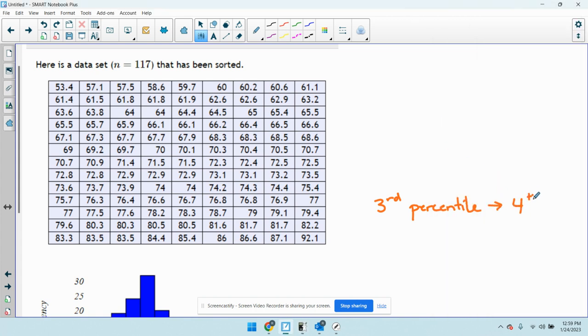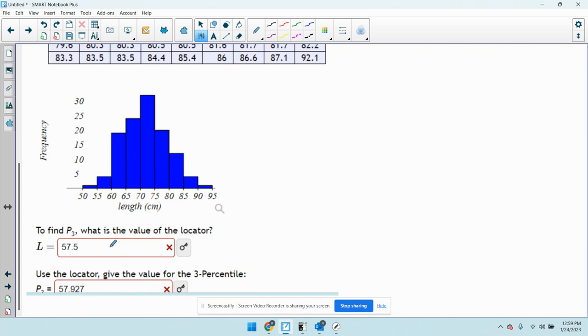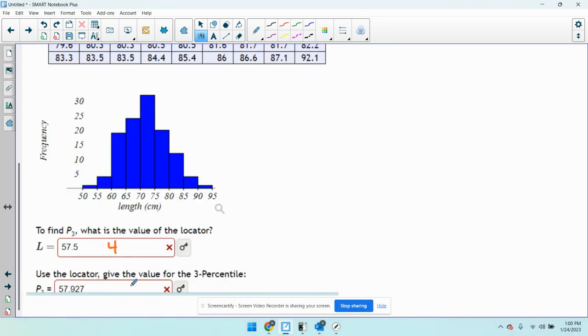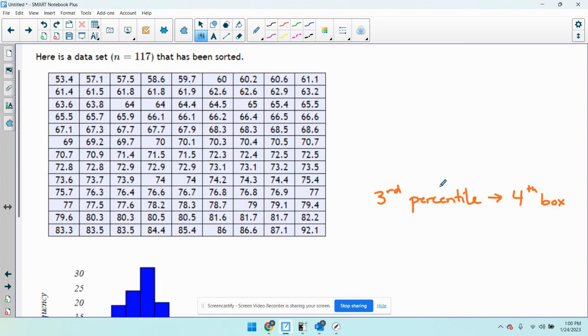So the fourth box is going to be my third percentile, which is a weird way of saying it. But the fourth box will cut off the bottom 3% of the data. So this will be 4. It says use the locator to give the value of the third percentile. So it's just going to be the value in the fourth box, 58.6.